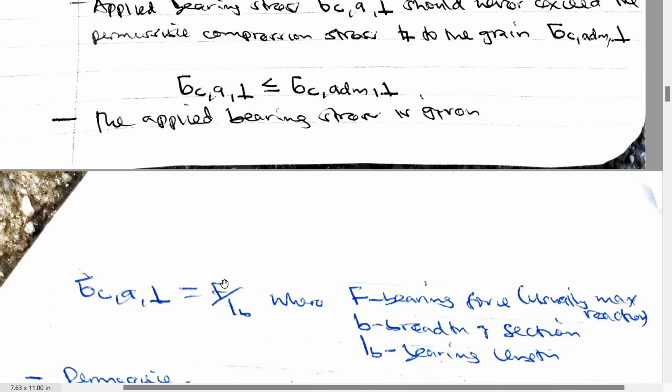The applied bearing stress, sigma C,A perpendicular, is the bearing force F, which is the maximum reaction, divided by B, the breadth of section, multiplied by L subscript B, the bearing length. This B is missing in the slide. I'm sorry, students, so ensure you add this B to F. Remember, bearing is stress, and stress is force over area. If I have force here, then I must divide by area. Area should be B multiplied by LB.